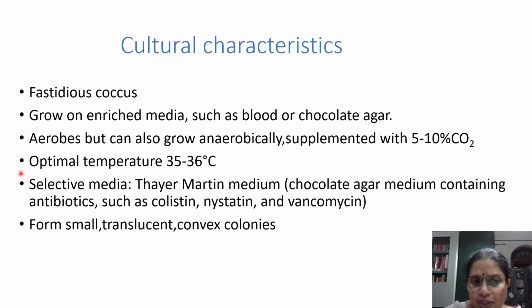The optimum temperature for growth is 35 to 36 degrees Celsius. And as I said, they are very specific in their nutritional needs. So there are some special media which have been formulated for the growth of Neisseria. And one such selective media that is used is Thayer-Martin medium. Thayer-Martin medium. What is this medium?